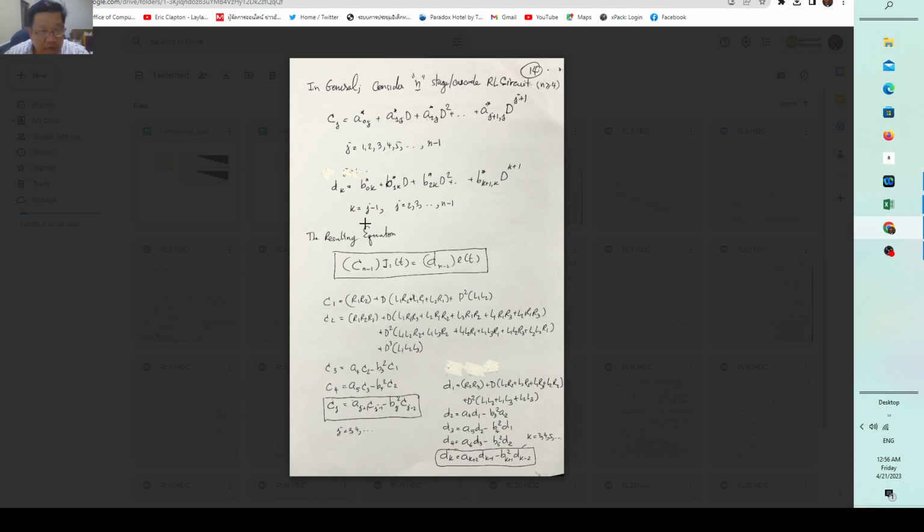For k, you can see that k has to be j minus 1. So we do not consider C sub 1 here; we start with C sub 2 first, and you start having d sub 1, because in this case j starts with 2, not with 1.